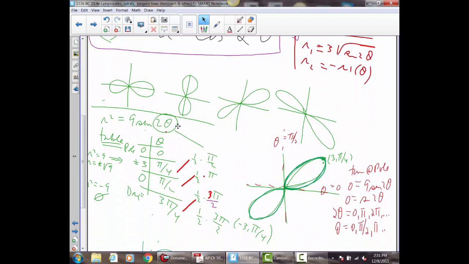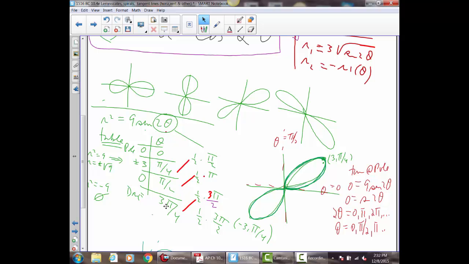Okay, so how do we handle these? We're going to make a table. Now be careful, because the angle is growing twice as fast, you're going to have to plug in angles that are half of what you're used to plugging in. So instead of 0, pi over 2, pi, 3 pi over 2, you're going to do 0, half of pi over 2, half of pi, and half of 3 pi over 2.